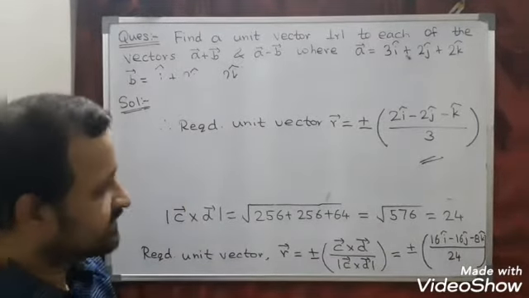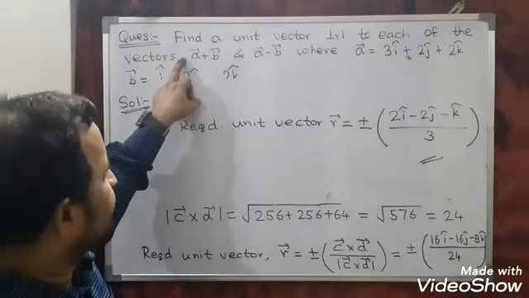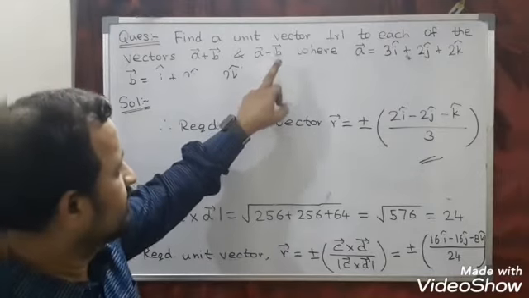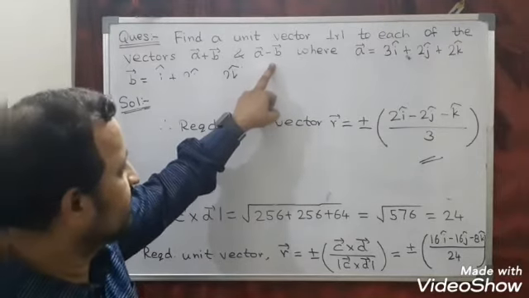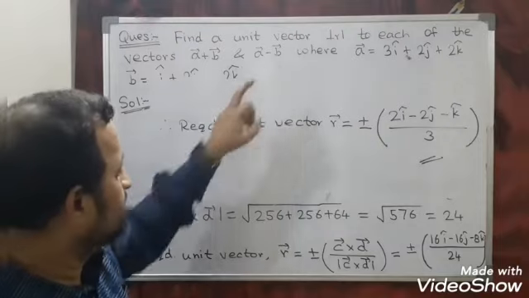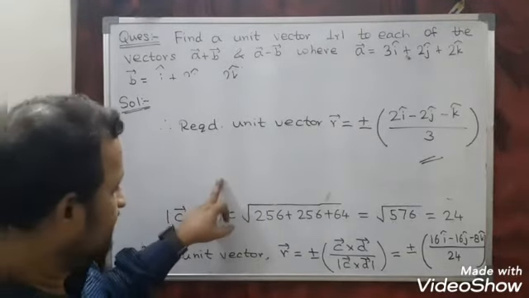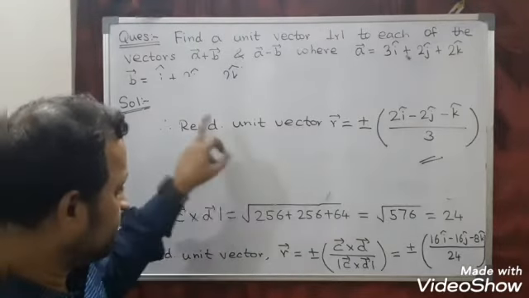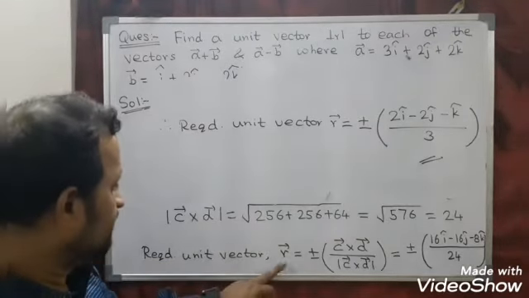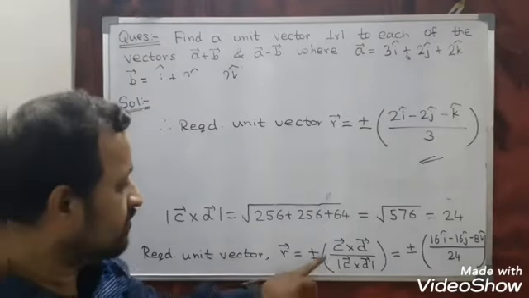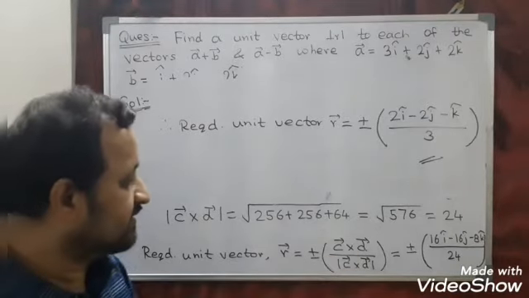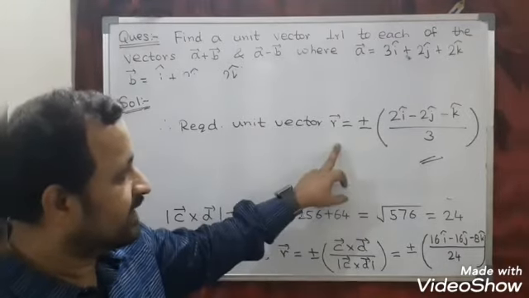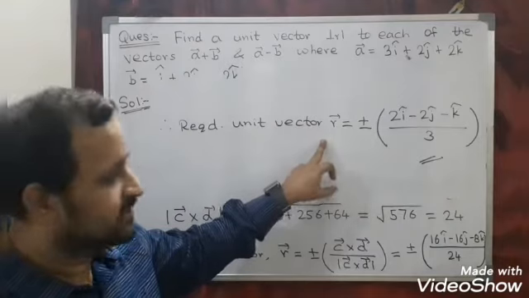I hope the solution is clear. So assume C vector as a plus b, d vector as a minus b. So you will get the values of C vector and d vector. Next we have to find the cross product of C and d. Then find the magnitude of C cross d. And put these values in the formula R vector is equal to plus minus C vector cross d vector divided by magnitude of C vector cross d vector. So finally you will get this as the required solution.